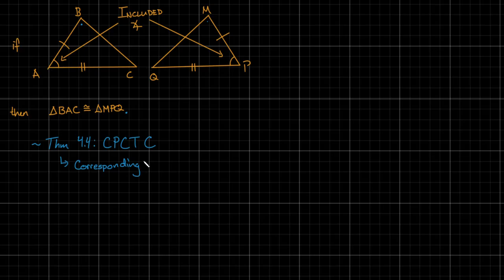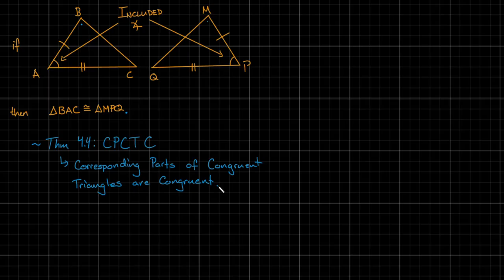We follow our congruent statement. Corresponding parts, and I'm going to capitalize each of these first words. Of, I'm not going to capitalize. Corresponding parts of congruent triangles are, I'm not going to capitalize, congruent. I have very intentionally capitalized and left lowercase specific words. CPCTC: corresponding parts of congruent triangles are congruent.